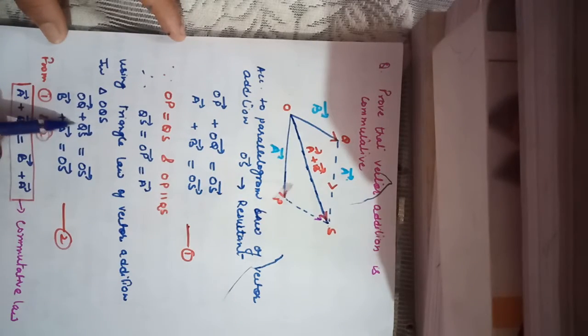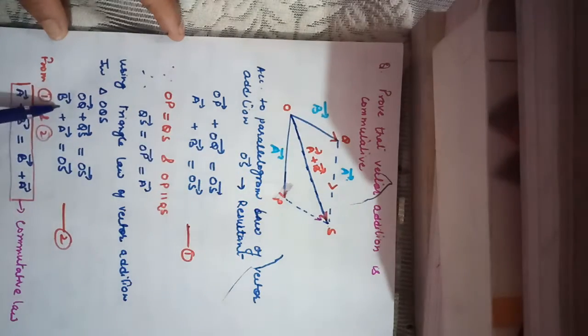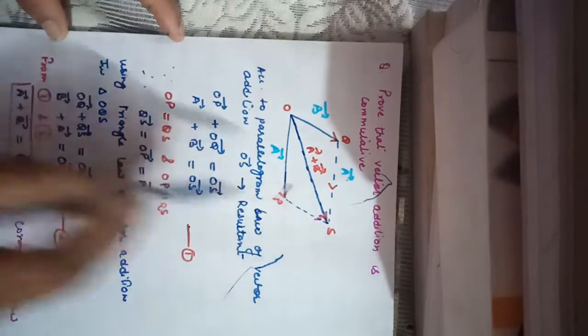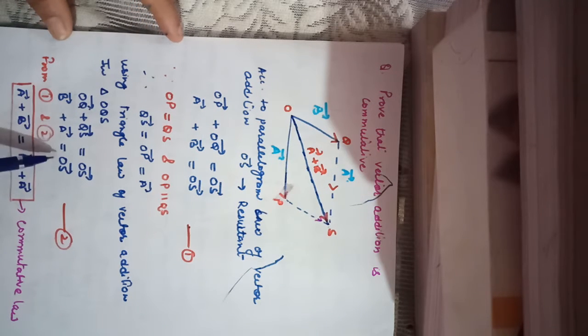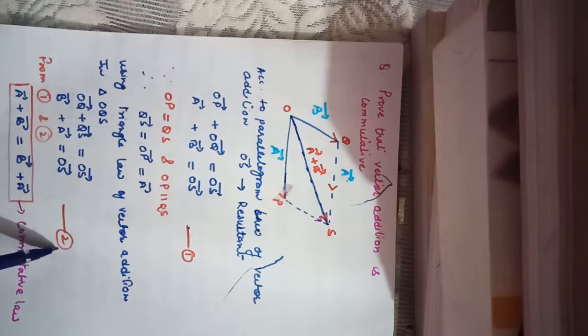So OQ vector plus QS vector is equal to OS vector. What is OQ? That is B vector. What is QS? That is A vector. And this will be equal to OS vector. So this is also OS vector and this is also OS vector. This is equation number 2.